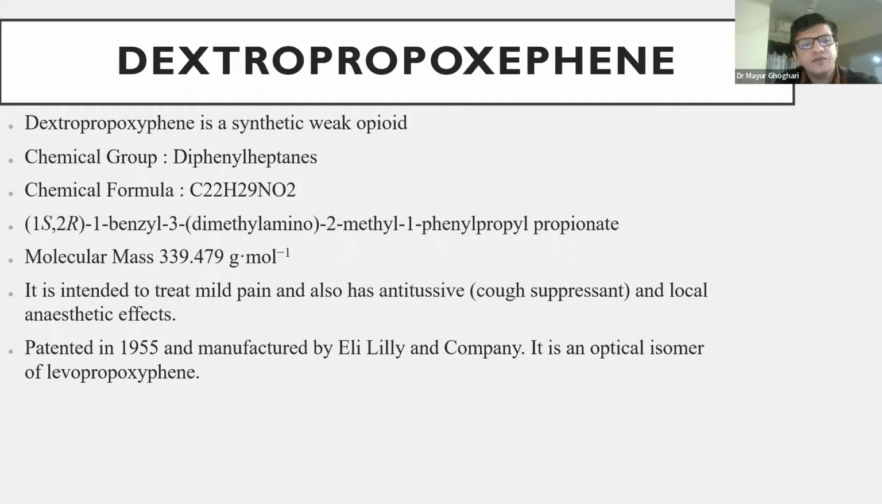The chemical formula of dextropropoxyphene is C22H29NO2. IUPAC name of dextropropoxyphene is 1S2R1-benzyl-3-dimethylamino methyl 1-phenyl propyl propionate. Molecular mass of dextropropoxyphene is 339.479 gram mole raised to 1.